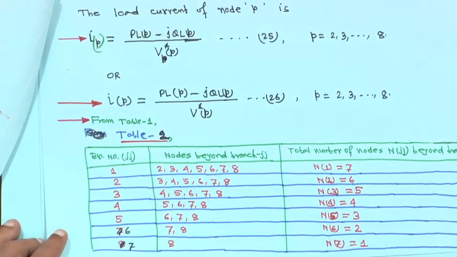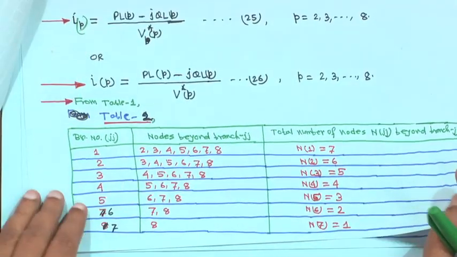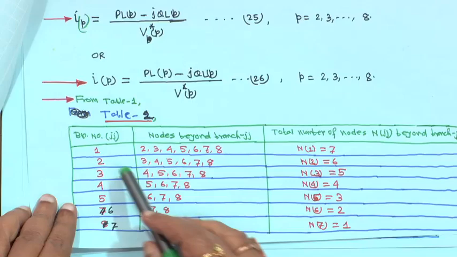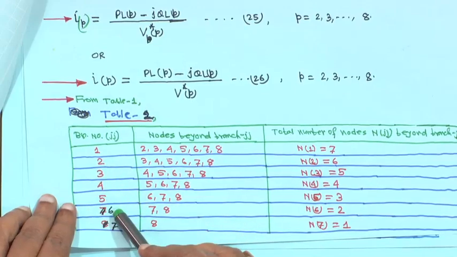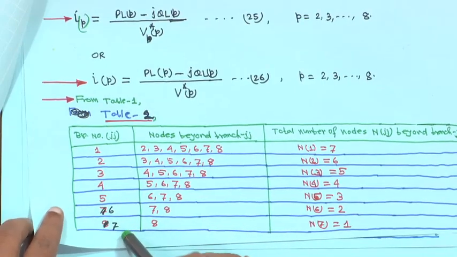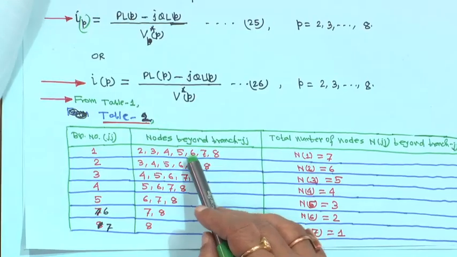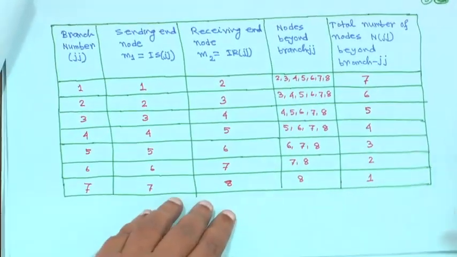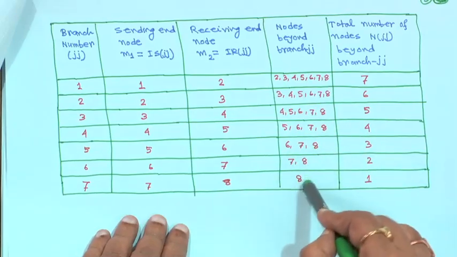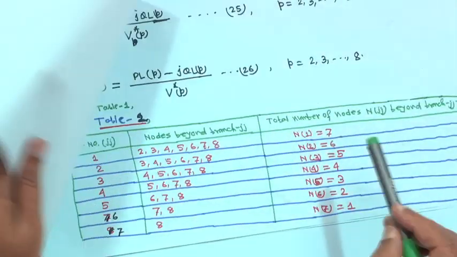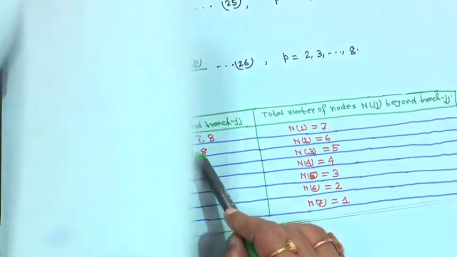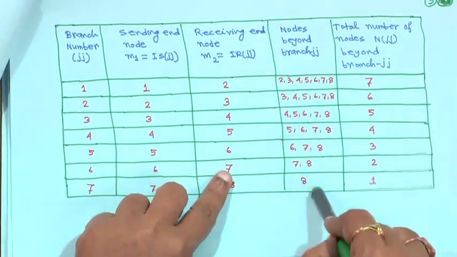Now, the question is that again I have made this table. You have to just understand, it is very easy actually, right. Now, branch number jj is 1, 2, 3, 4, 5, 6, 7, right. There are 7 branches, and the nodes beyond branches, all these things are given in the table. So, I am just rewriting all this sending and receiving, not putting it in table 2, only these nodes I am putting.